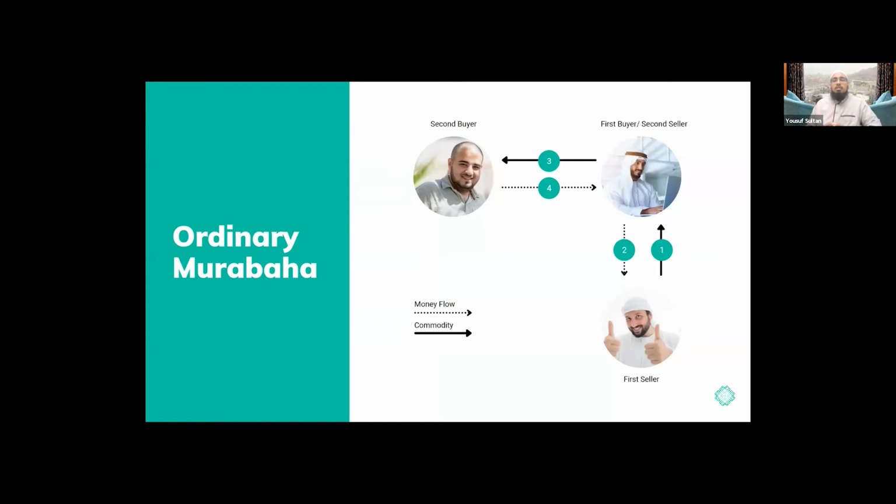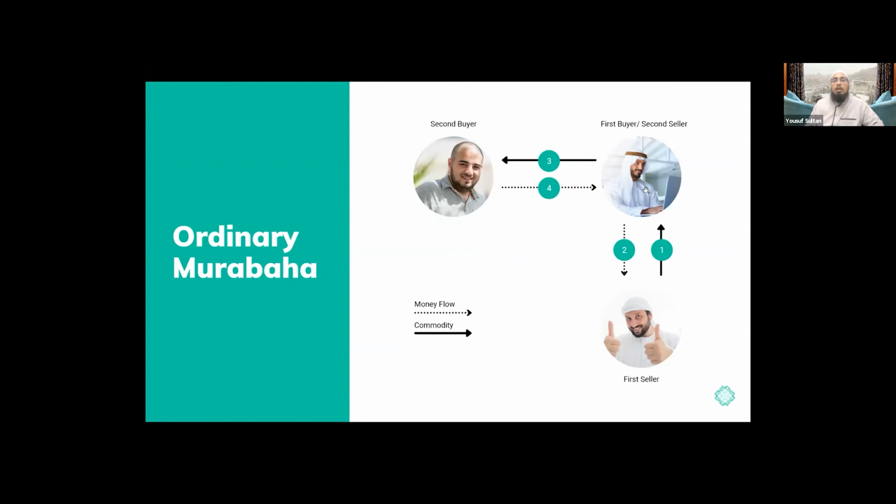So let's see, this is an ordinary Murabaha. This is a very classical Murabaha where we see three parties. So basically there are three transactions, or two transactions. The first transaction is that the first seller is selling the product to the first buyer, who is basically the seller in the second sale and purchase agreement. After he purchases, he pays the person with cash. So this indicates the cash movement.